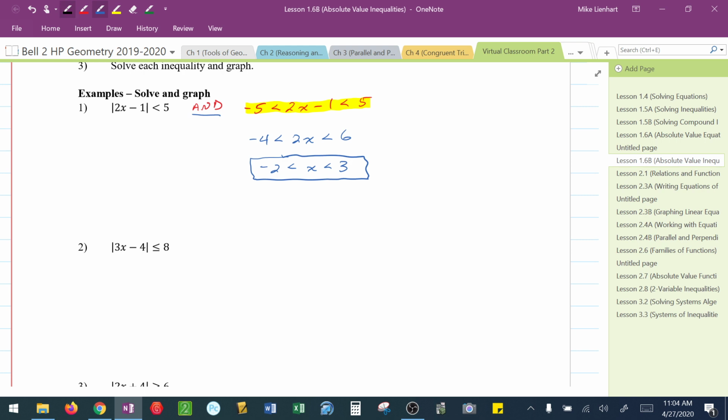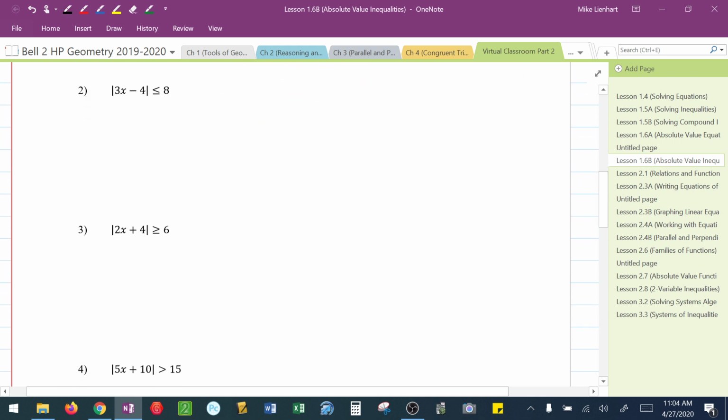Okay? The last thing to do would be to graph this. So I'm going to draw a number line right here. I have a -2. I have a 3. Open circle on both. And shaded in between. That's it. All right, let's take a look at the second one here.